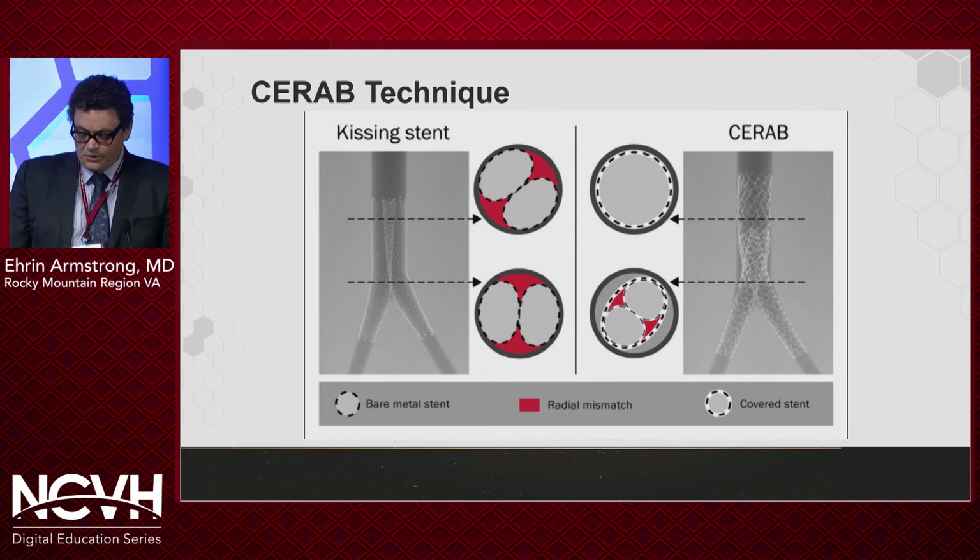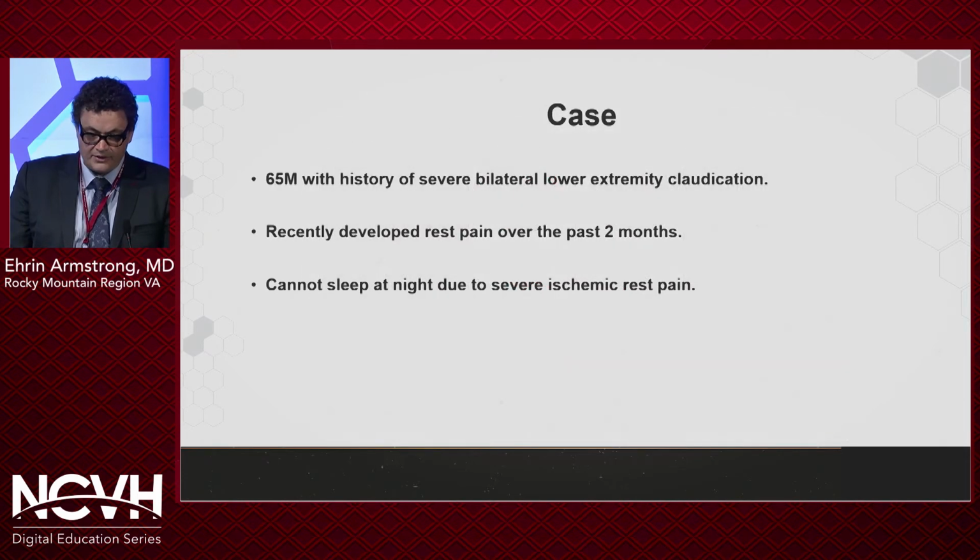So what about other techniques to use when aortic disease is concomitant with iliac disease? Well, one of them is the CERAB technique, which has been popularized in Europe. This stands for the covered endovascular reconstruction of the aortic bifurcation. This has some potential flow dynamic advantages compared to standard kissing stents. In this example here, you can see that kissing stents, when they're deployed, tend to result in a radial mismatch in the aorta, whereas when a CERAB technique is used, where a single large stent is placed in the aorta and then 2 stents inside that stent, you get better flow dynamics and less radial mismatch, potentially resulting in better long-term patency.